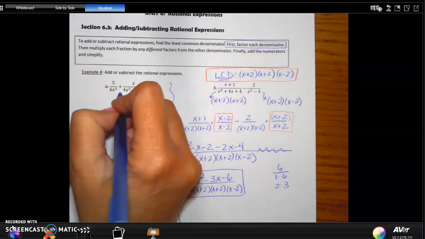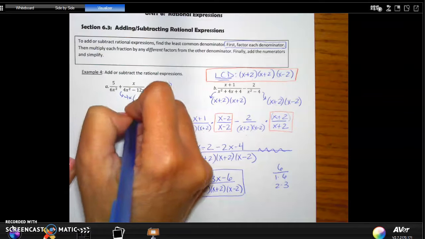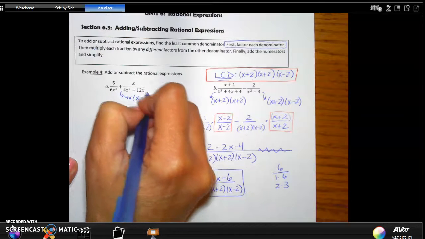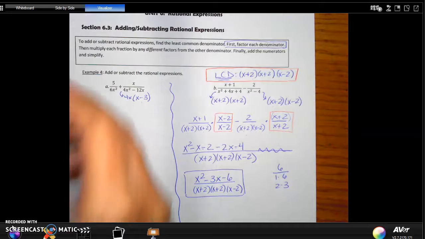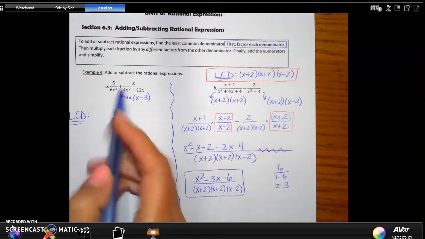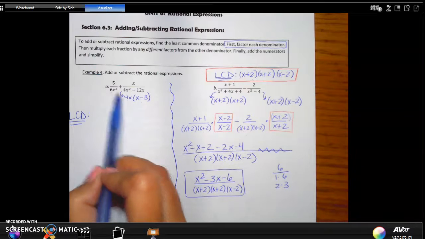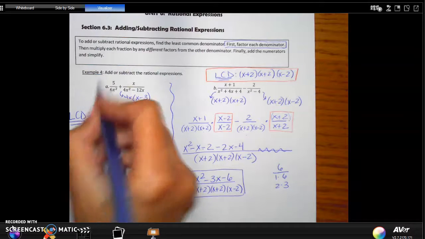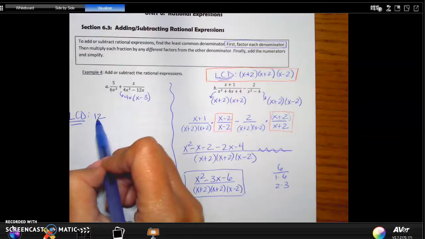This is 6x squared. This we're going to factor. We could pull a 4x out of here. So that leaves us with 4x times x minus 3. Now when we're building our LCD here, we want to first take a look at our whole numbers. We have a 6 and a 4. And in order to incorporate both of those, we're going to use a 12 because 6 goes into 12 and so does 4.